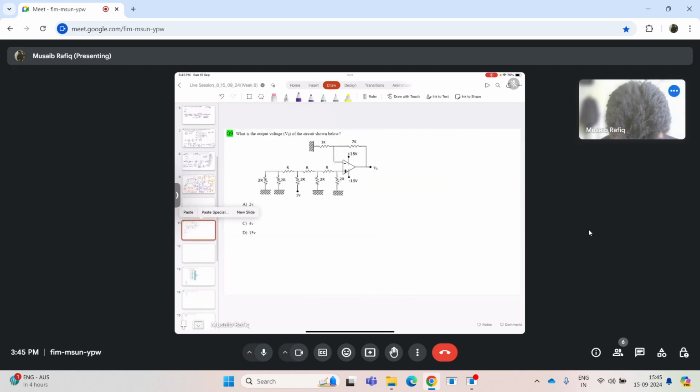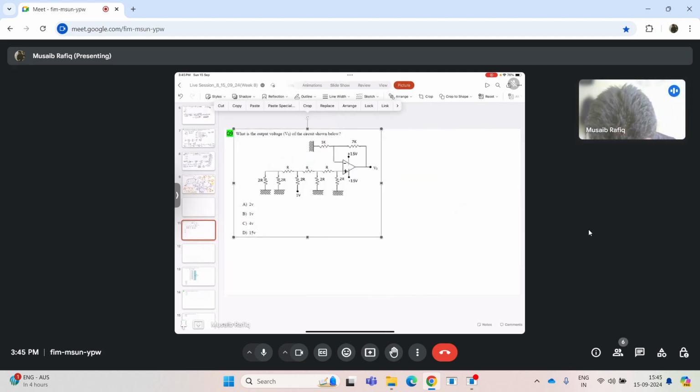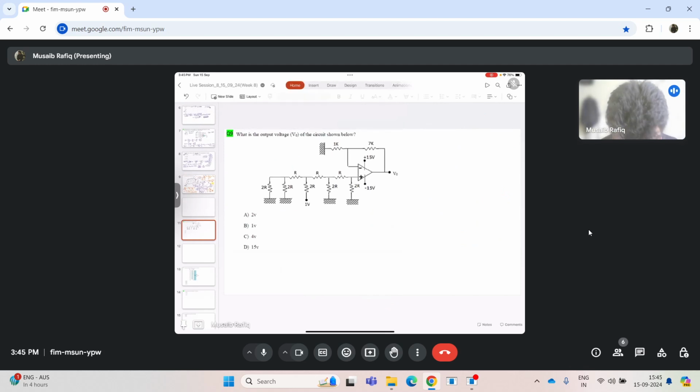Now I have this question for you guys to solve first, and then I'll show you the solution. So what is the output voltage of the circuit shown below? So the circuit is given, you need to find out the output voltage. I'll give you 5 minutes to solve it. So kindly do it and then I'll show the solution.